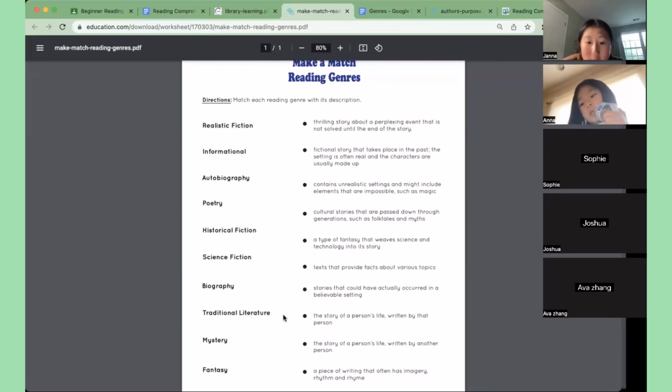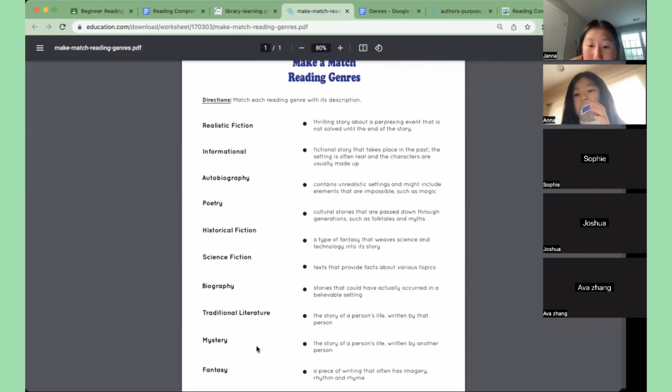Traditional literature, does anyone know that one? It is cultural stories that are passed down through generations, such as folktales and myths. Yeah. So there's a lot more than what's listed here. There are tall tales, fairy tales, etc. But we'll go over that.